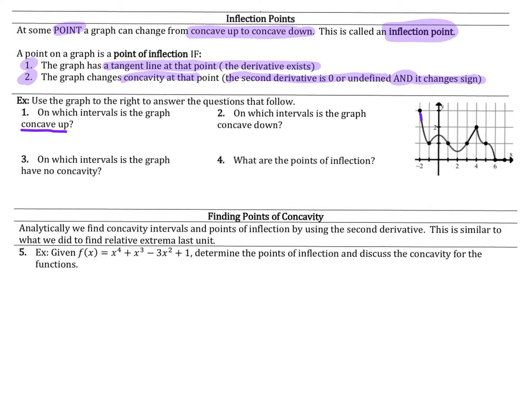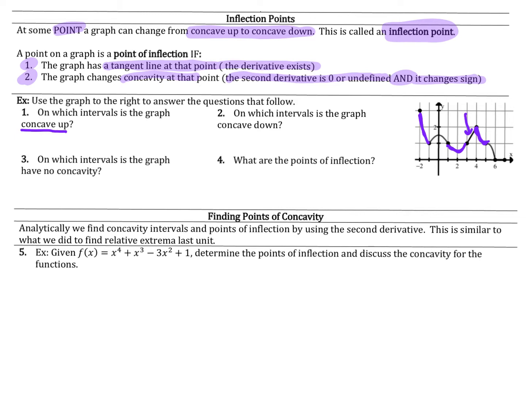So let's see if we can identify where it's concave upward. Well, it's definitely concave upward here. It looks like it's concave upward here. It's sort of hard to tell, but this little piece between 3 and 4 sort of looks like a straight line, and a line doesn't have concavity, so we're going to maybe come back to that piece. This piece definitely looks concave upward. So let's go ahead and identify those intervals.